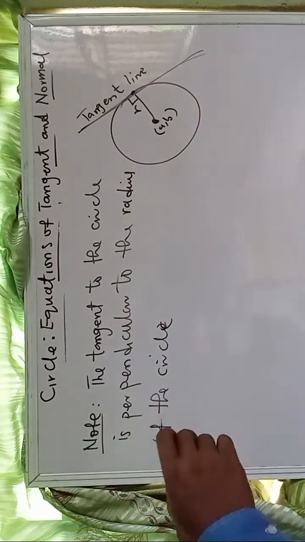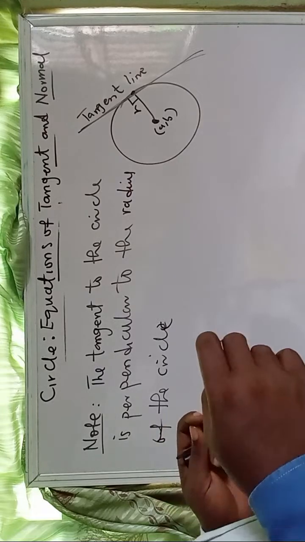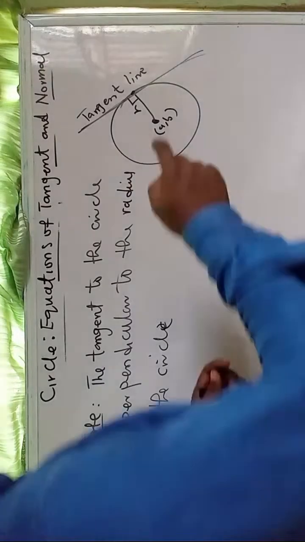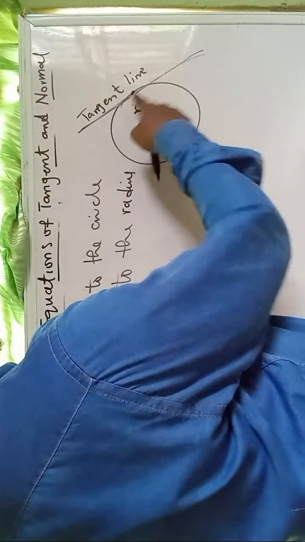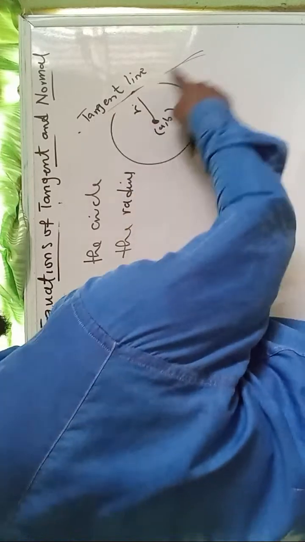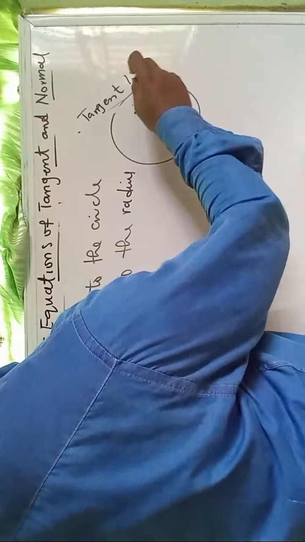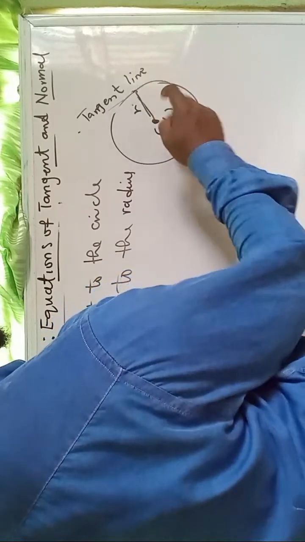The second thing to note is that if two lines, suppose this is a circle, and there is a tangent line here.